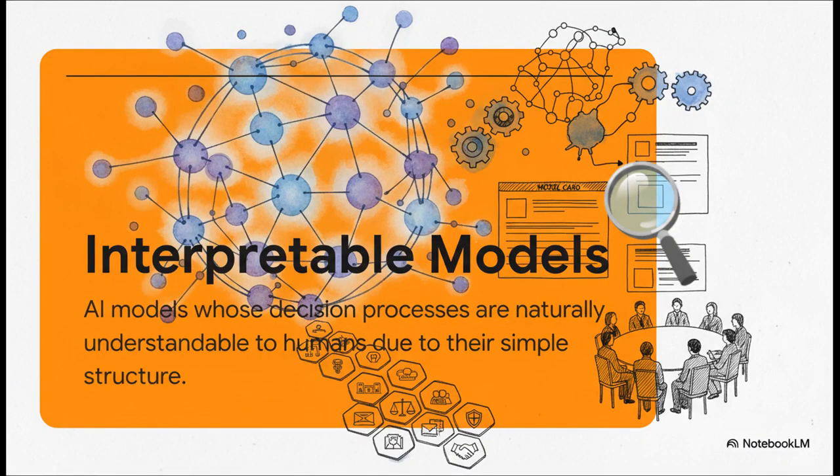The first tool you might reach for is an interpretable model. These are kind of the clear glass boxes of the AI world. Think of a simple decision tree or a basic rule-based system. Their structure is so straightforward that a person can literally look inside and see the logic, the if this, then that steps that led to a specific decision. Now, the big trade-off is that they are often less powerful than their more complicated cousins.